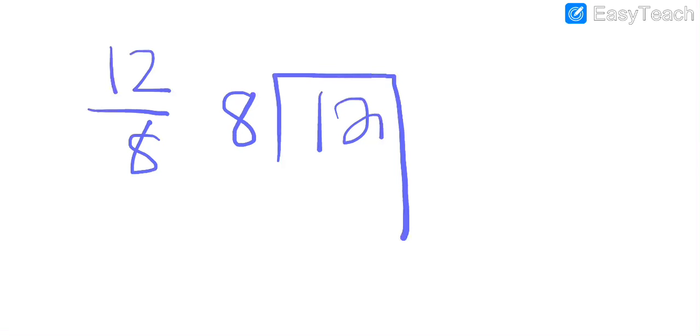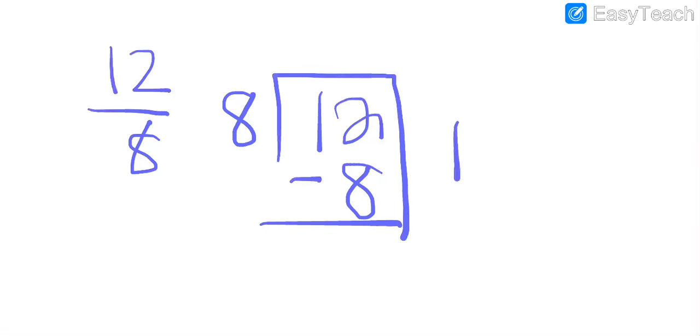Now, think of your 8's facts. If we have 8 times 1, we know that equals 8. So that's pretty close to 12. What if we did 8 times 2? That would be 16. So then we would be going over 12, and that wouldn't work. So the closest we're going to get really is 1 times 8 is 8. So let's multiply those two numbers together. We're going to write down our product here.